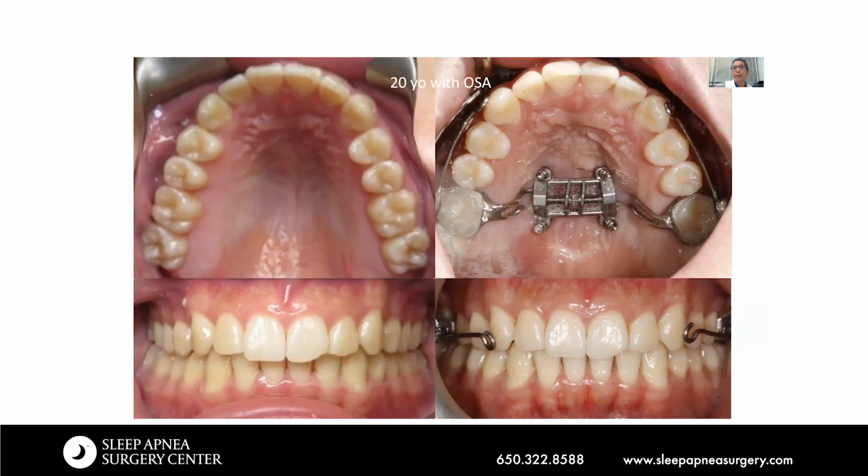So let's look at some cases. This is a 20-year-old from Canada who came to see me. These photos are not the greatest quality because they were handed to me by the patient. I don't have the original photo by the person who did the procedure. You can see that the MSE has been maximally expanded, okay? But there's no change.